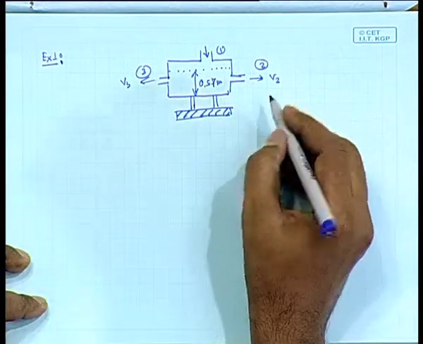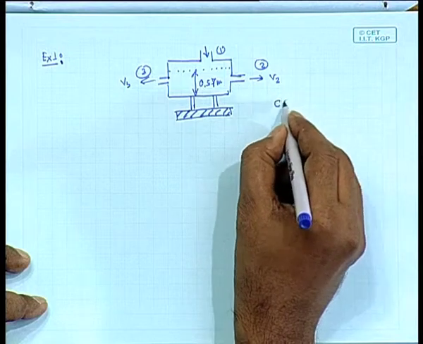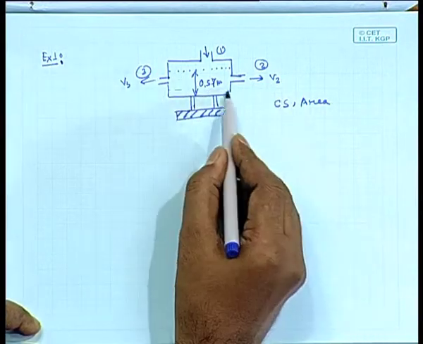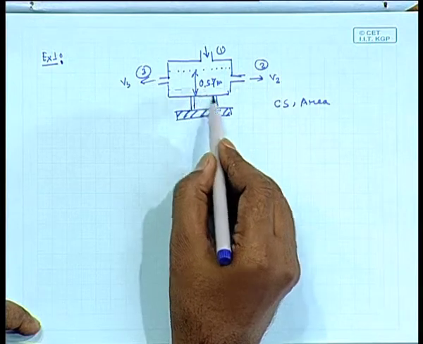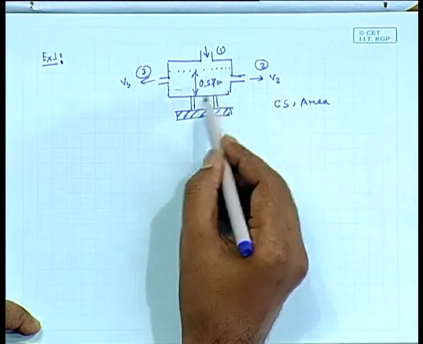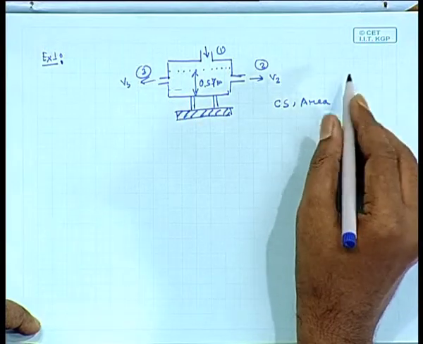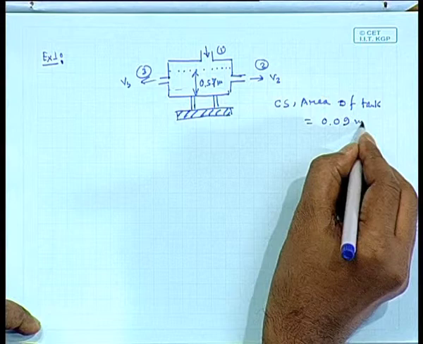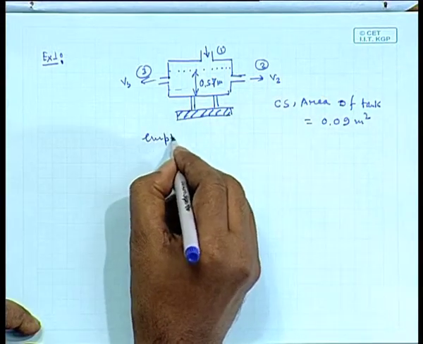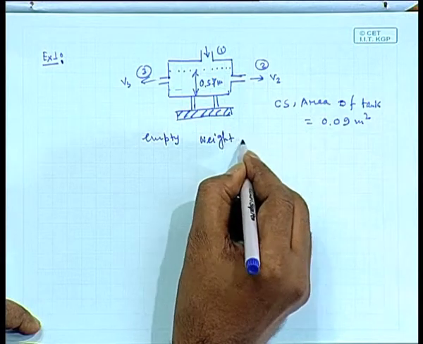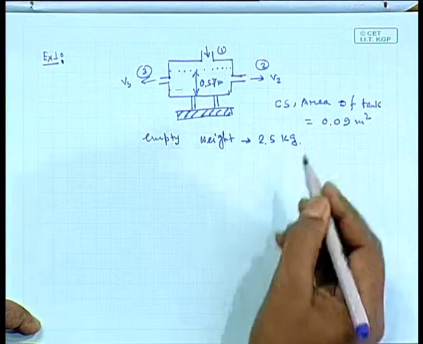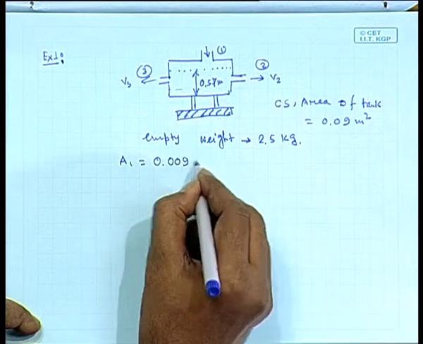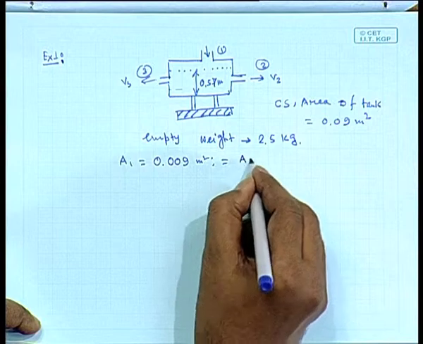So, it is a metal container, its height is 0.57, and the cross sectional area means the area of this chamber. This cross sectional area multiplied by the height 0.57 will be the volume of water or liquid residing within this tank at steady state. The cross sectional area of the tank is 0.09 meter square. Empty weight of the container is 2.5 kg. Area A1 is 0.009 meter square, the same as A2 and A3.